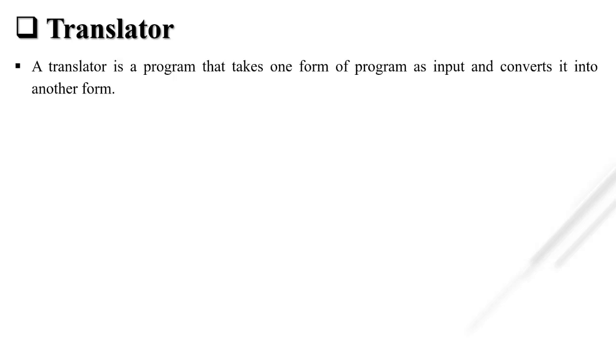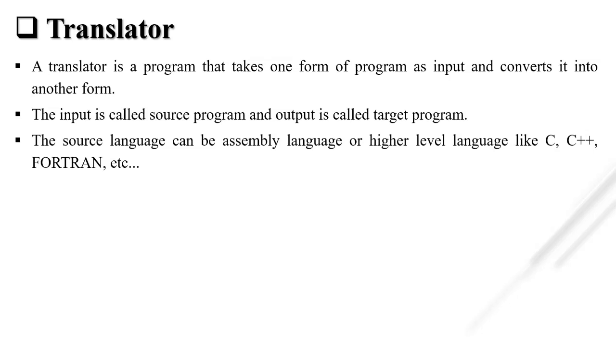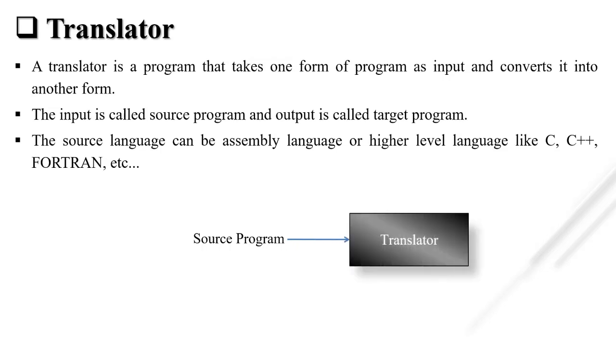Let's see the definition. It is a program that takes one form of program as an input and converts it into another program. The input is called the source program and the output is called the target program. The source language can be assembly or a high level language like C, C++ or Fortran, etc. So as you see in the figure, it translates the source program into the target program. And if there is any error in the source program, then the translator reports it to the user.